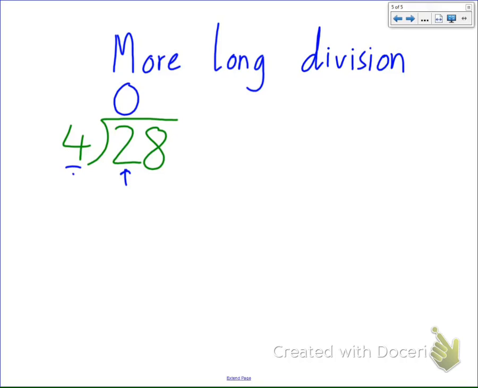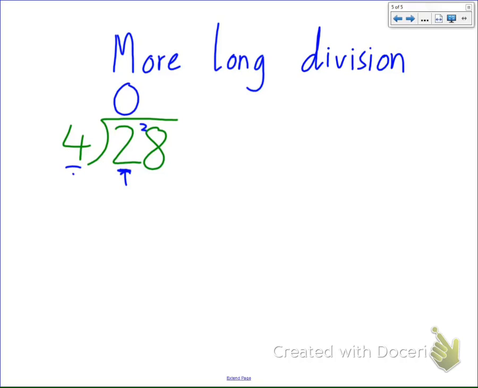And how many left over? I'm at 0 and I need to go up to 2. There is 2 left over. So I always start with the number that I've finished. 4 times 0 is 0. How many more to get to number 2? I need to go up 2. That's 2 left over. 2 remainder.